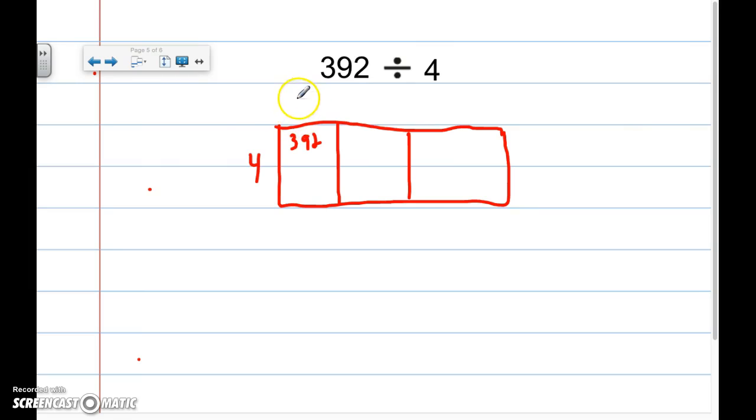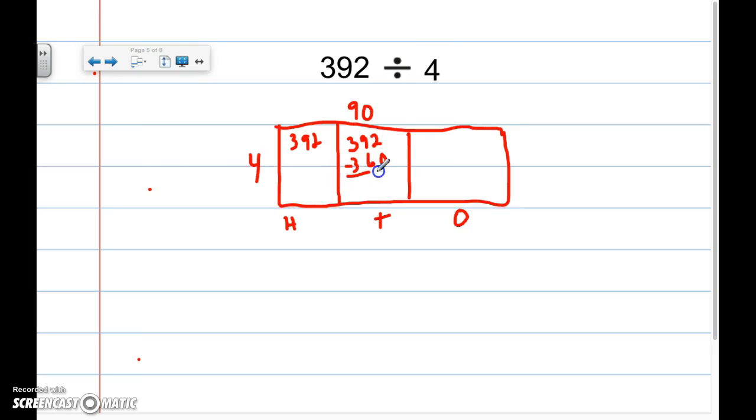So if I put 100, that would put 400. So that goes over the 392. So I can't do that. So I have to move 392 over to the tens place. And I'm going to mark this hundreds, tens, ones. Okay, so now how many times does 4 go into 392 if I'm using tens? So I know that 4 times 9 is 36. So 4 times 90 is going to be 360. So this is going to be 360.